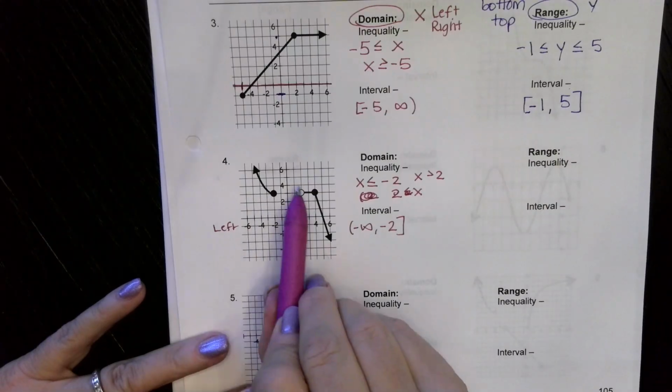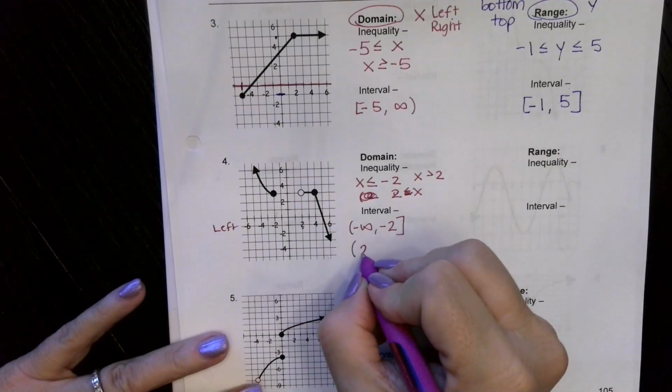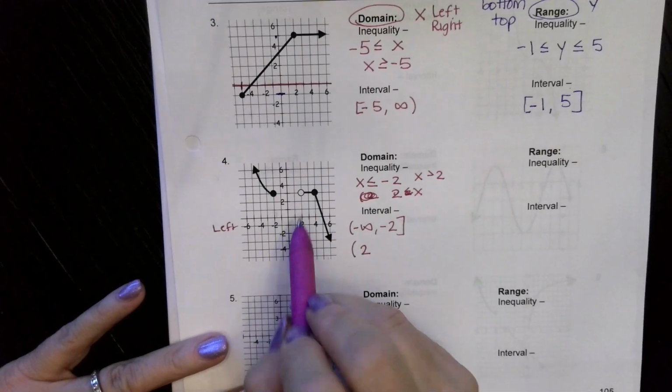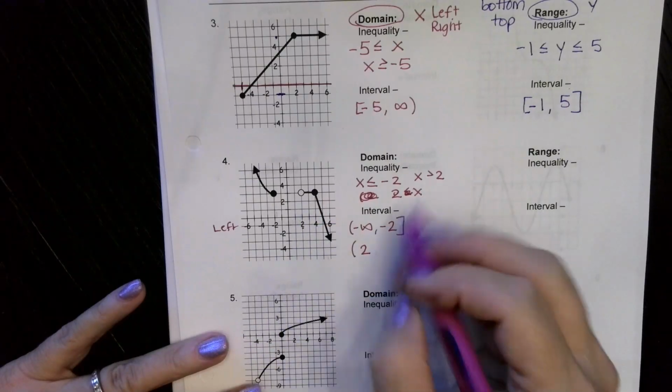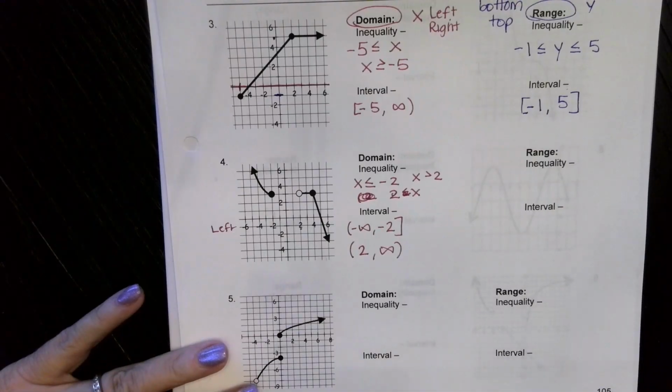I pick up my pencil and I move to this 2. It's an open circle, so I have a parenthesis, and I'm going to keep going in the x direction to infinity. Okay, let's look at our range.